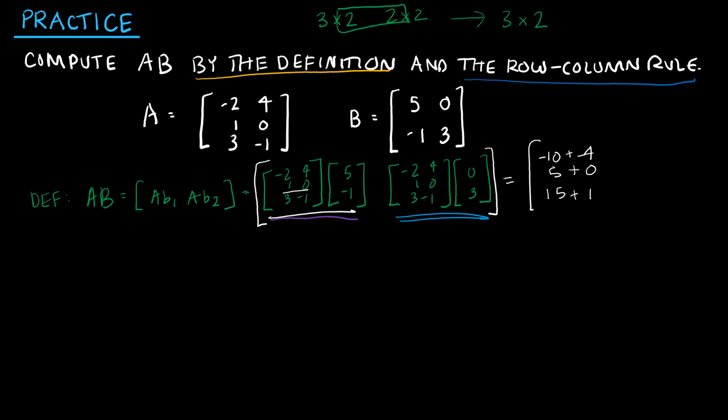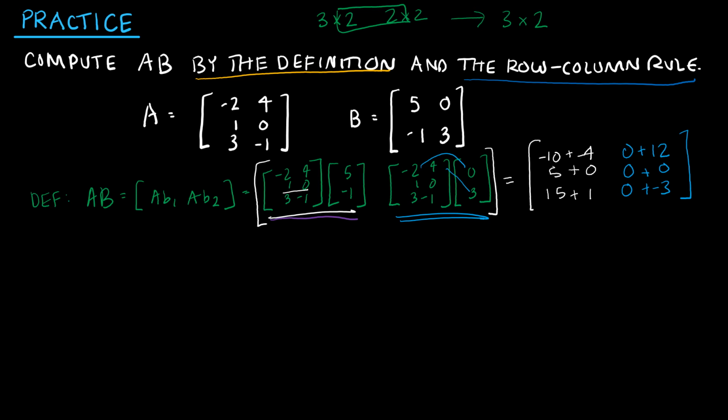And again, I'm doing the same thing. Did I lose a number? Oh, no, I didn't. So negative 2 times 0 is 0. 4 times 3 is 12. And then the first one's just going to be 0 on all of these. 0 times 3 is 0. And then 3 times 0 is 0. Negative 1 times 3 is negative 3.